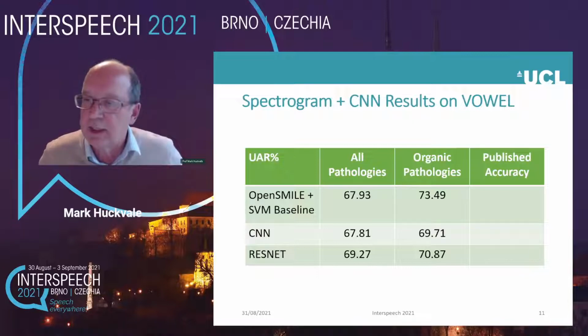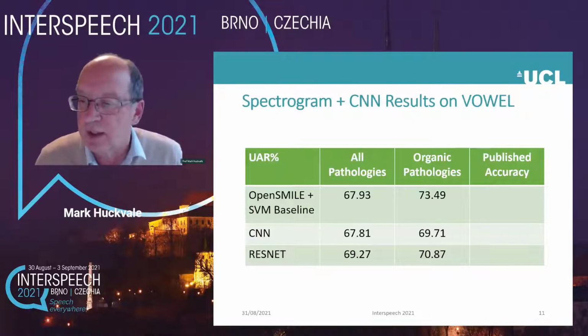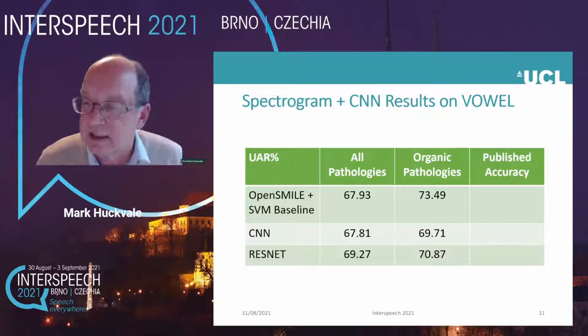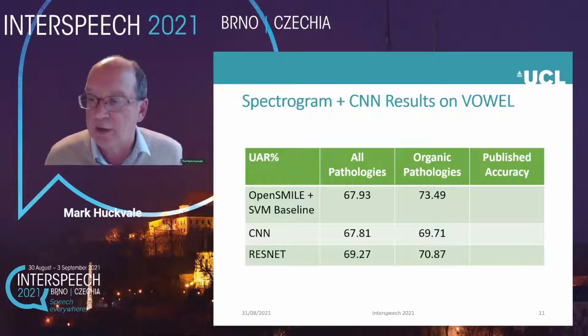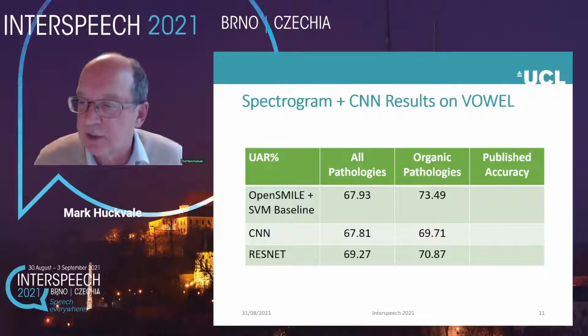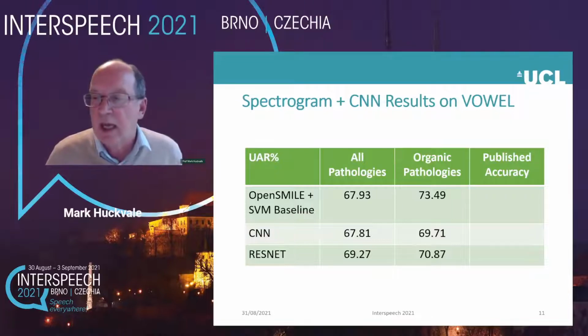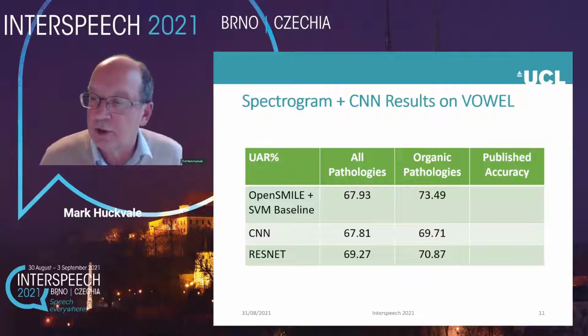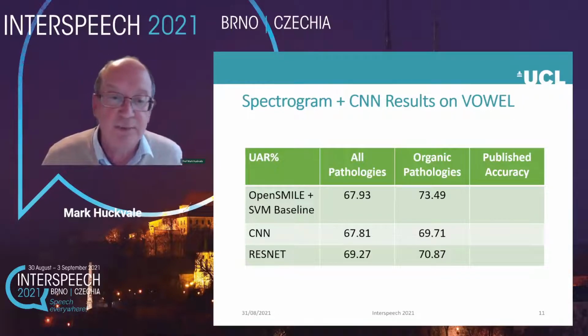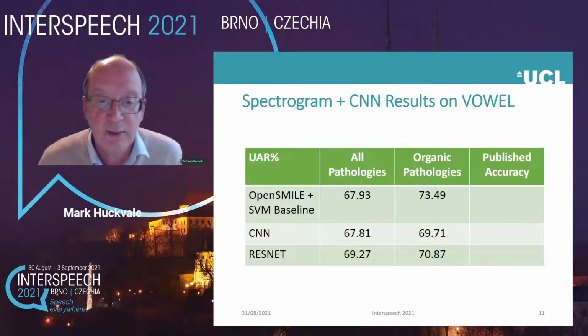Looking at the results of the convolutional neural networks based on the isolated vowel, so this is just using an R vowel, the first line in this table shows you the reference values from the OpenSMILE classifier, about 68% for all pathologies, 73.5% for organic pathologies. Our running of the convolutional neural networks and the ResNet network on the R vowel gave values which are really not too dissimilar from those. So for the simple CNN system, 68%, and for ResNet, 69%.